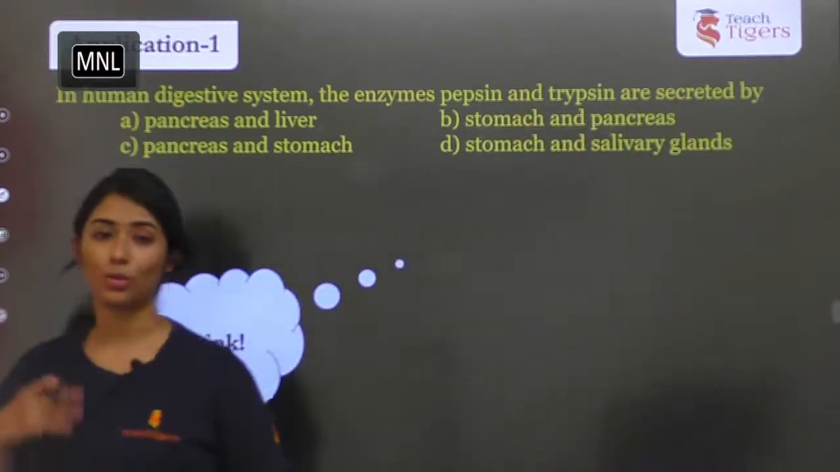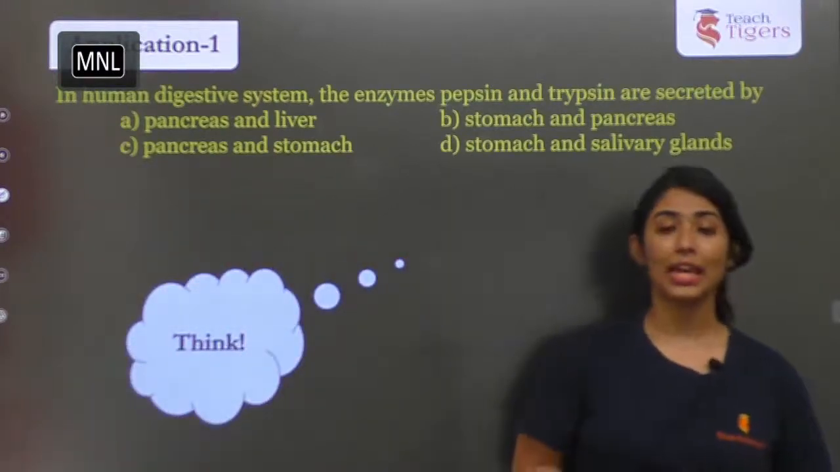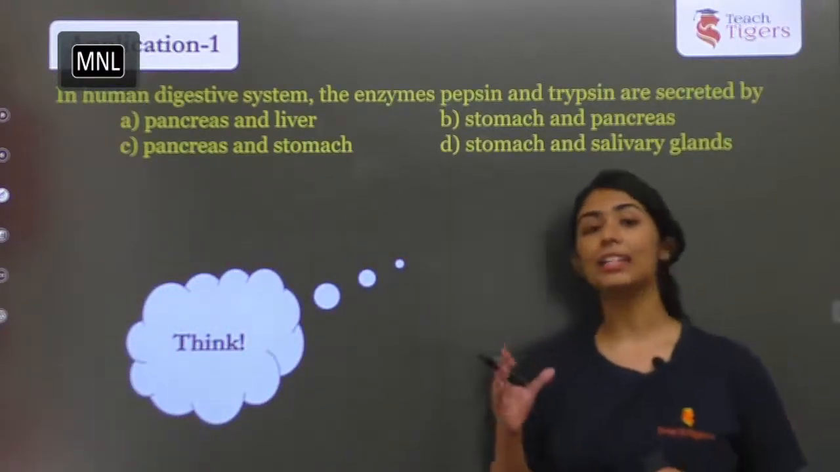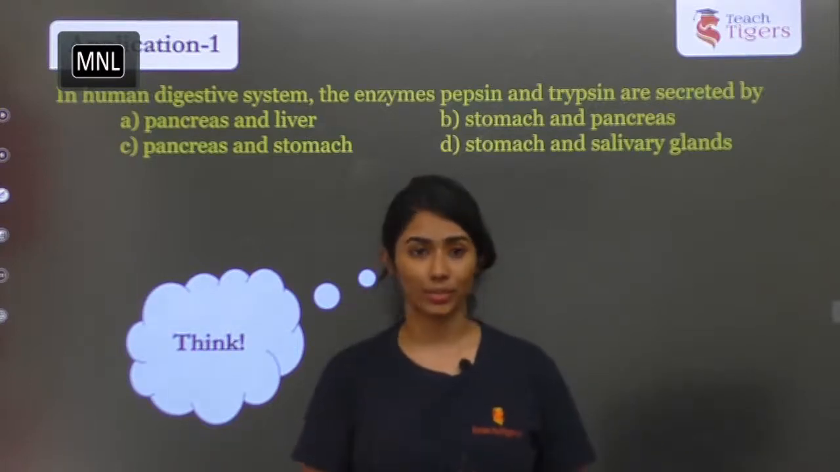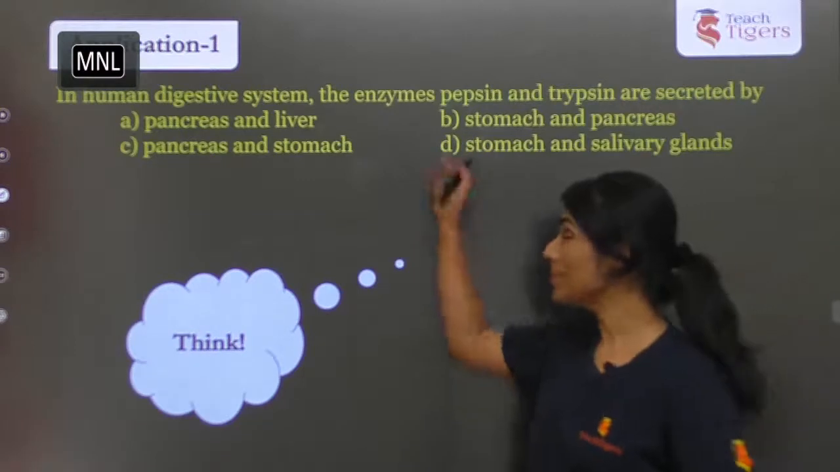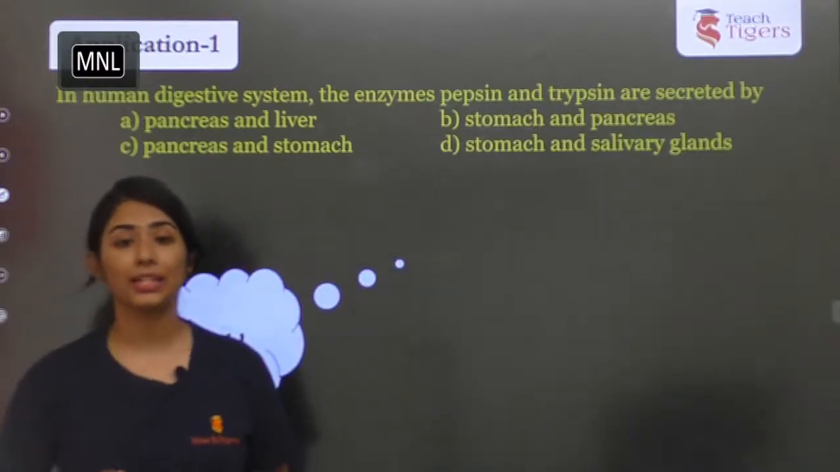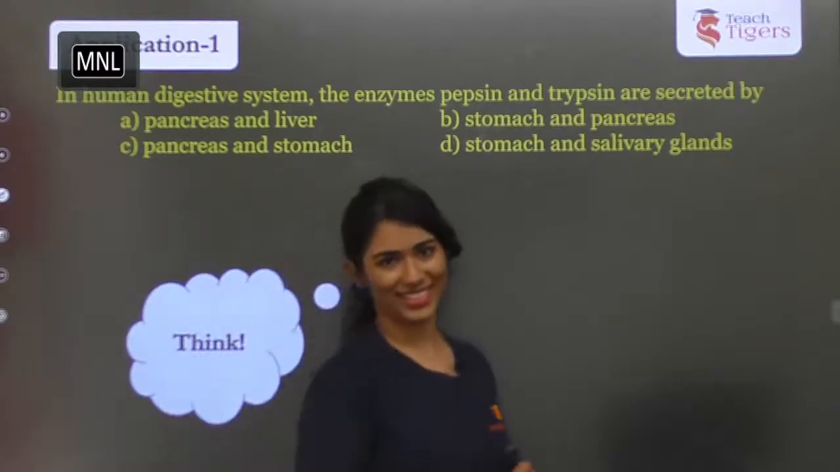Yes, think about the answer once again. What are the enzymes pepsin and trypsin? These are the enzymes that act upon the proteins that are present in the food. And where are these enzymes secreted? So pepsin is secreted in the stomach and trypsin is secreted in the pancreas.